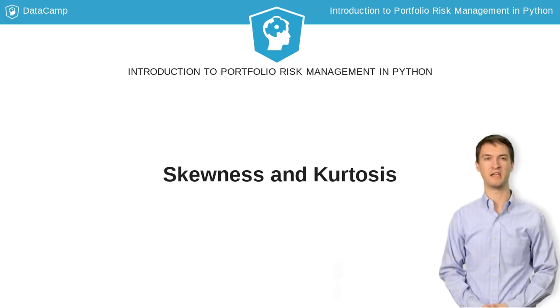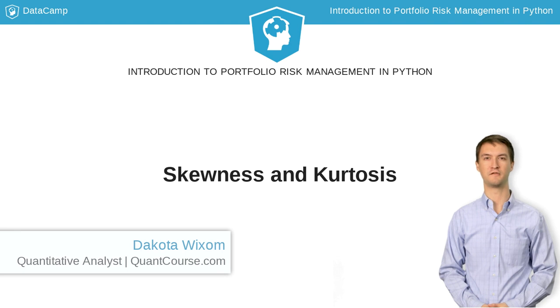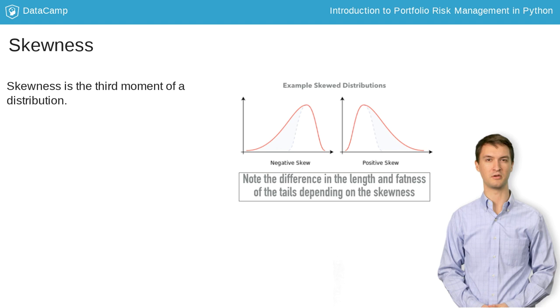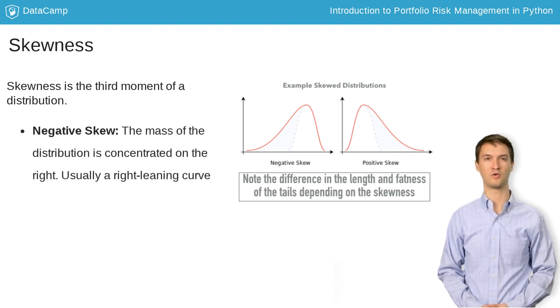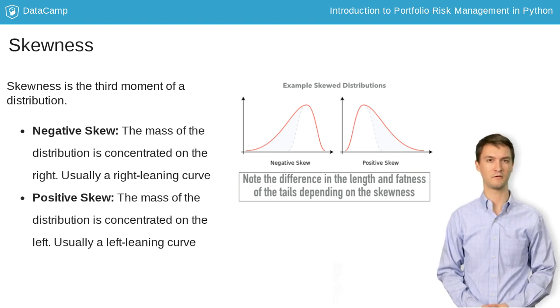Daily volatility and mean give you a good indication of daily risk and return, but skewness, kurtosis, and scaled volatility will help you build a more holistic view of risk. The third moment, skewness, can be thought of as a measure of how much a distribution leans to the left or the right. Negative skew is a right-leaning curve, while positive skew is a left-leaning curve.